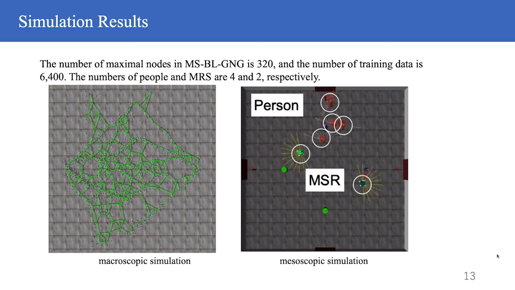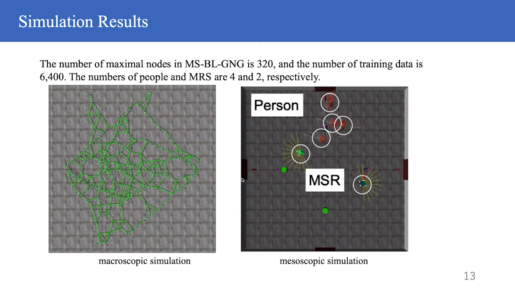In this section, we show a simulation result of topological tracking based on the proposed method. The number of maximal nodes in MSBL GNG is 320, and the number of training data is 6,400. The numbers of people and MSR are 4 and 2. The figure on the right shows the mesoscopic simulation. 4 people and 2 MSR randomly move to one of 4 target points.